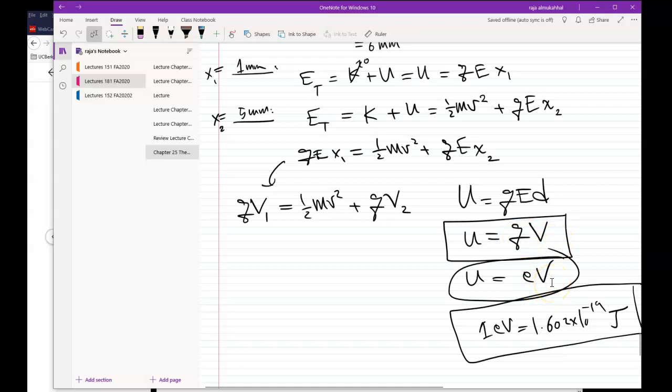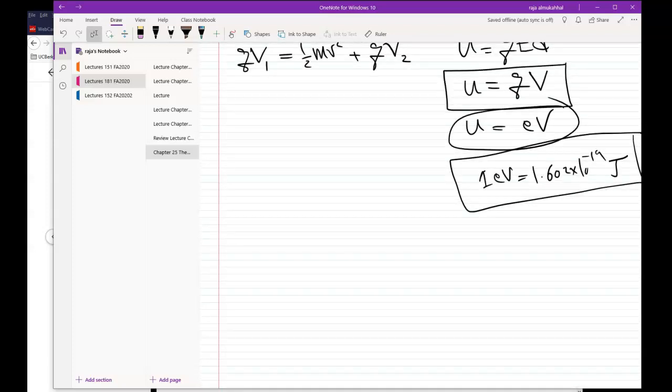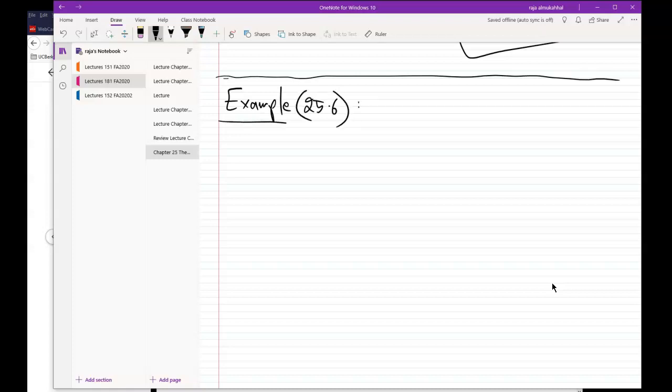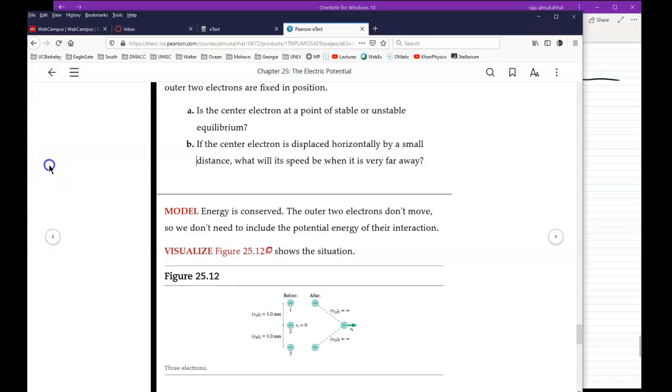All right. I'm going to give you one example that talks exactly about what I'm trying to say here, and that is example 25.6. I have two more examples from the book, and then we'll move on to the problems. That's in section 4. Let me go to the book.